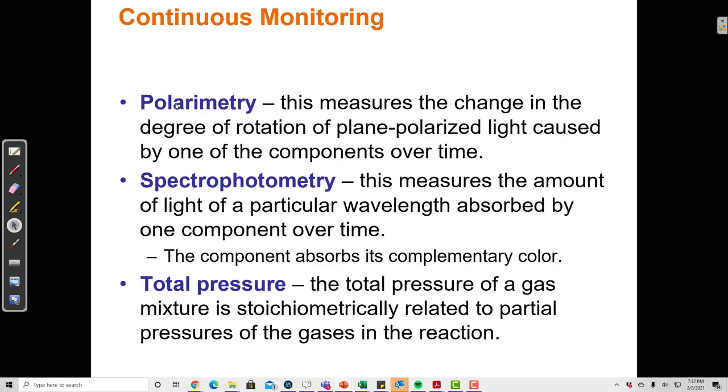Polarimetry is a way that we can do that with light. Basically, we use a special kind of light, plane polarized light. Spectrophotometry is another way that we can do that with a different kind of light. And we can also use pressure. If it's a gaseous reaction, then the pressure of reactants and products is a function of their concentration, how much of them there are. So if we can monitor the pressure of a reaction as it changes, then that gives us insight into how those concentrations are changing.